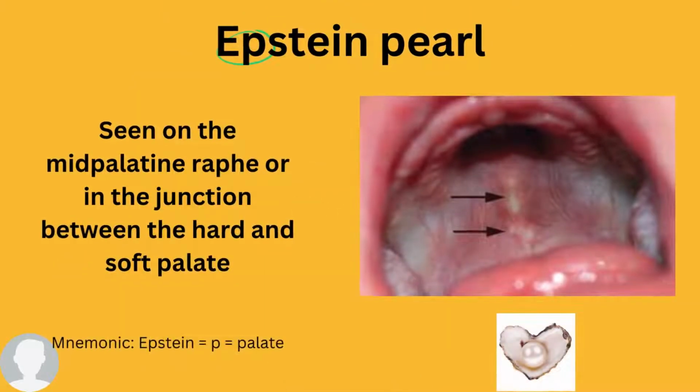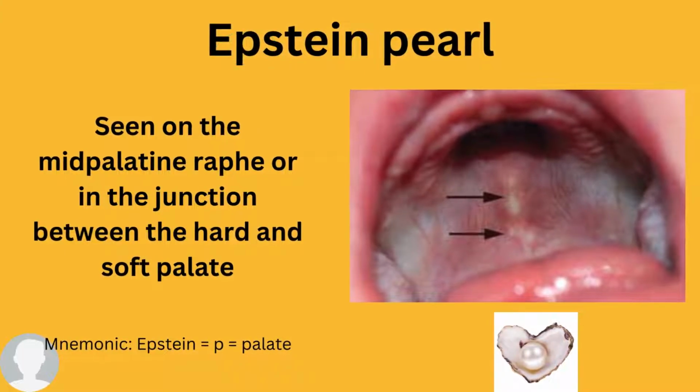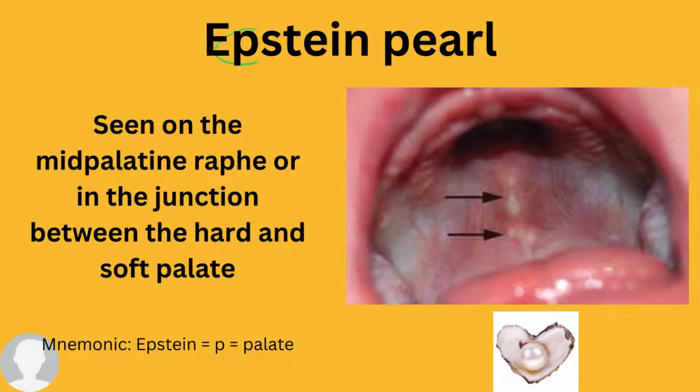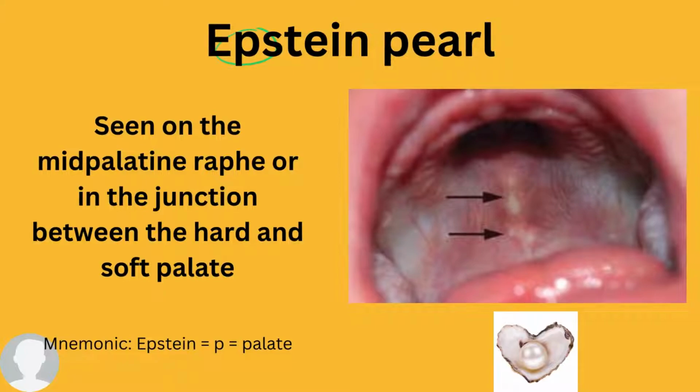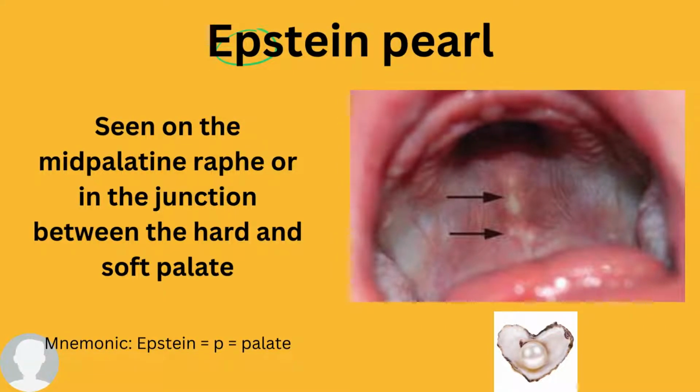Now let's start with the Epstein pearl. It is a cyst that is located on the palate, seen on the mid-palatine raphe, or you can say it is located at the junction between the hard and the soft palate, which is at the mid-palatine raphe, as you can see from the arrow. They named it pearl because it looks similar to a pearl, as you can see in the picture below.